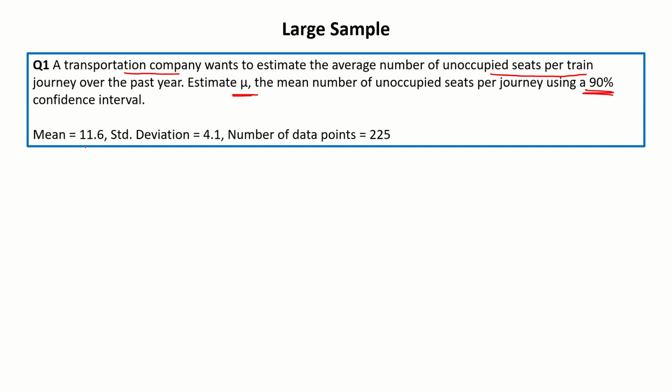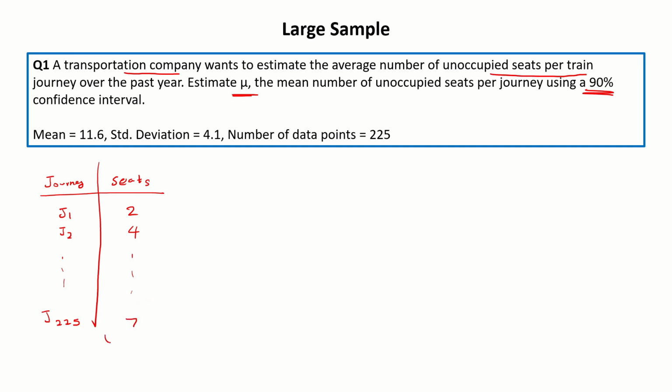We have the mean, which is 11.6, the standard deviation, which is 4.1, and the number of data points, which is 225. So roughly this would look something like this. We would have the journey: the first journey, the second journey, all the way down to the 225th journey. And for each journey, we would have the number of seats which were unoccupied.